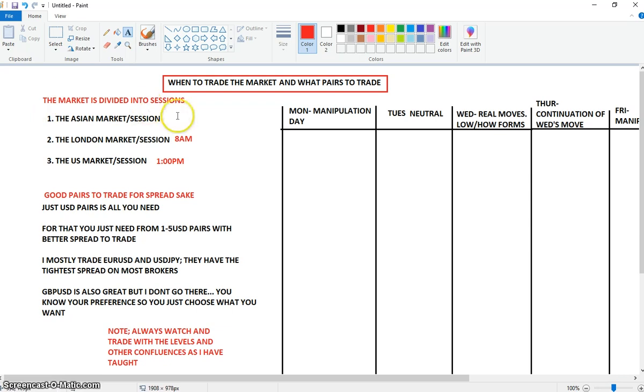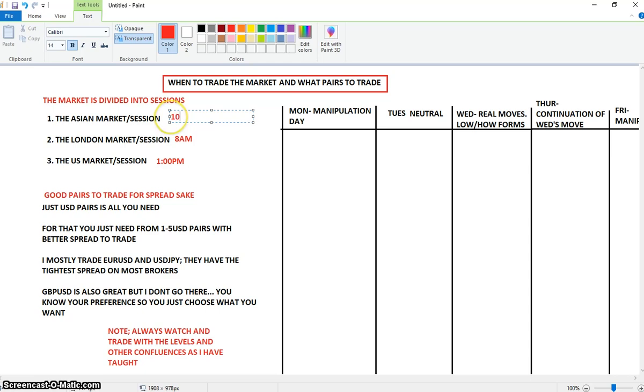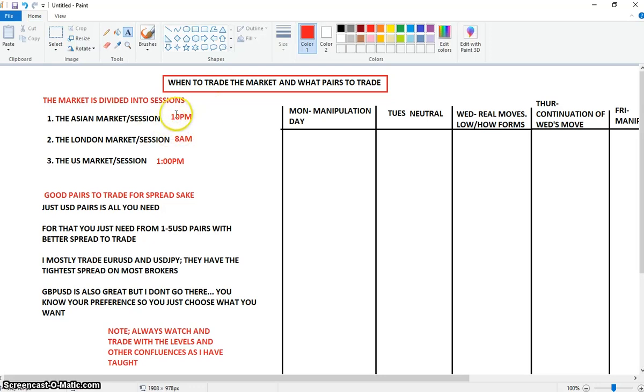The market is divided into sessions. Of course, you already know the Asian session, the London session, and the US session. Let's start from the Asian market. In Nigerian time, the Asian market is 10 p.m. I forgot to write it. I don't actually look at this market, and I hardly even look at London. Most importantly, I look at the US market, because everything I want to see, the US market already provided it.